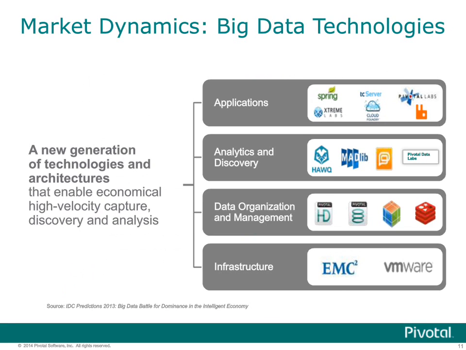So there's definitely a need. We've seen on the prior slides that businesses are generating a lot more data. But how has the technology industry responded so that we can actually store that data and process that data? This is a somewhat Pivotal-centric slide, but it does show some of the new technologies that have evolved over the last few years so that we could process these large sets of data.